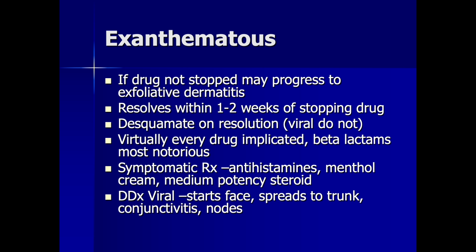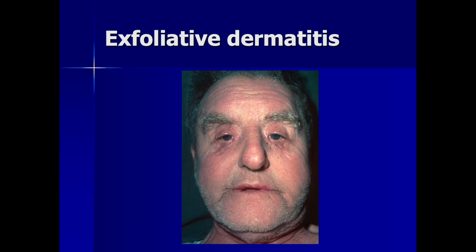As stated, the differential diagnosis would be a viral infection. Now they frequently start on the face, spread to the trunk. There may be conjunctivitis, there may be oral mucous membrane changes, and there may be lymphadenopathy. And these are relatively common in a standard exanthematous eruption. This is just a photograph of somebody who'd got a morbilliform eruption. The drug had to be continued, eventually had to be discontinued because he developed widespread eczematous changes, otherwise called exfoliative dermatitis.